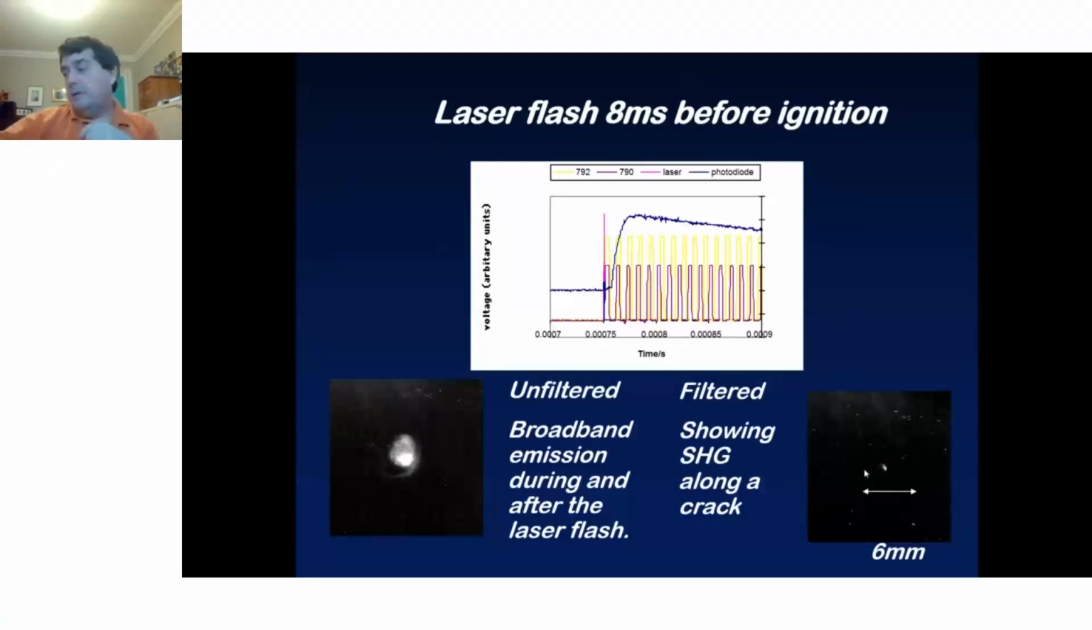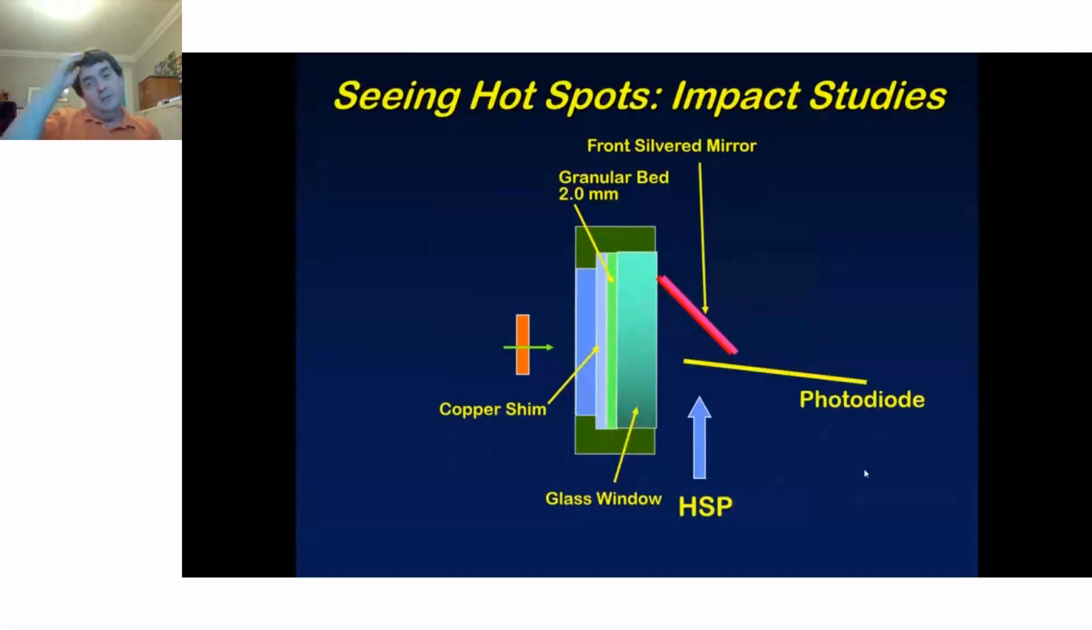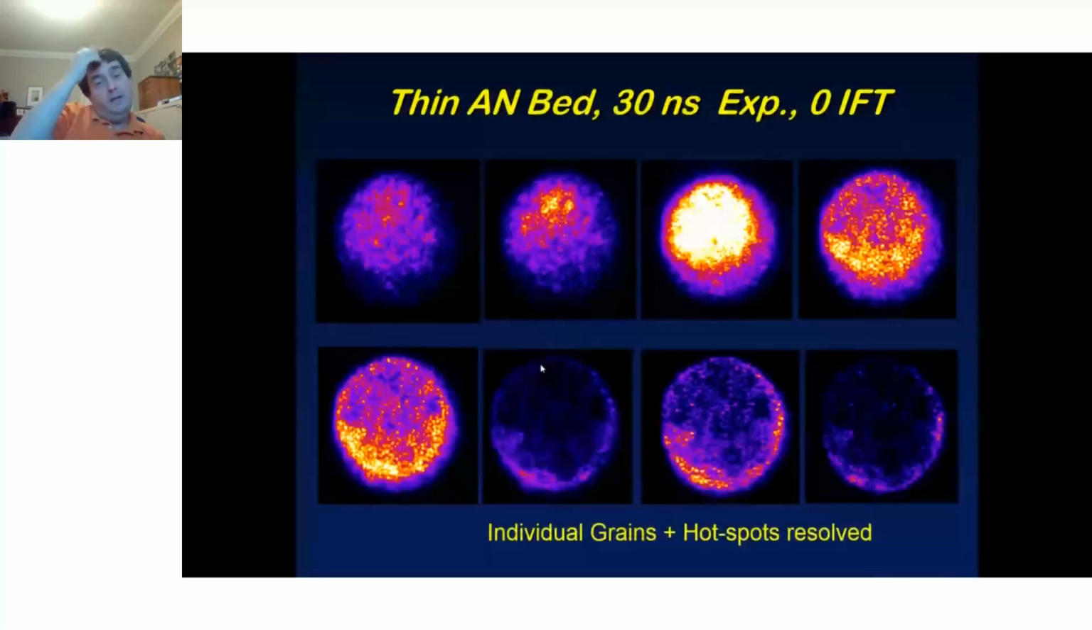So we can do hotspot studies using impact, and this shows an experiment I did with students in about the year 2001. Basically, we have a granular bed of, in this case, ammonium nitrate. We have a copper impactor coming in, a glass window, some high-speed photography, and a photodiode system. And this is what we see if we impact at 700 or so meters per second. You have seen this image before.